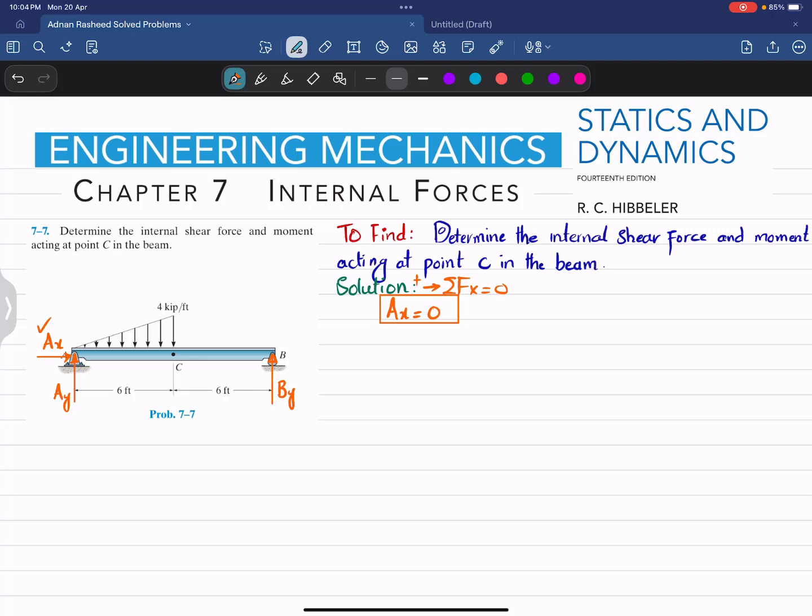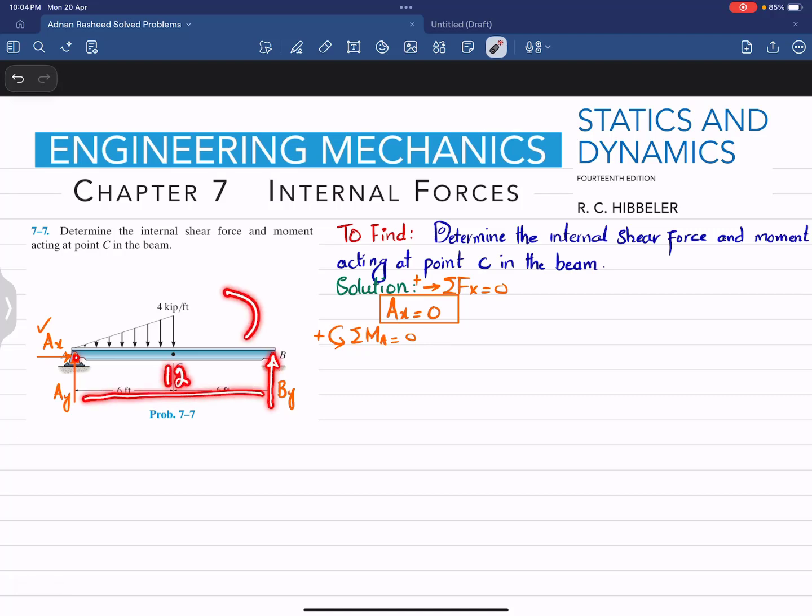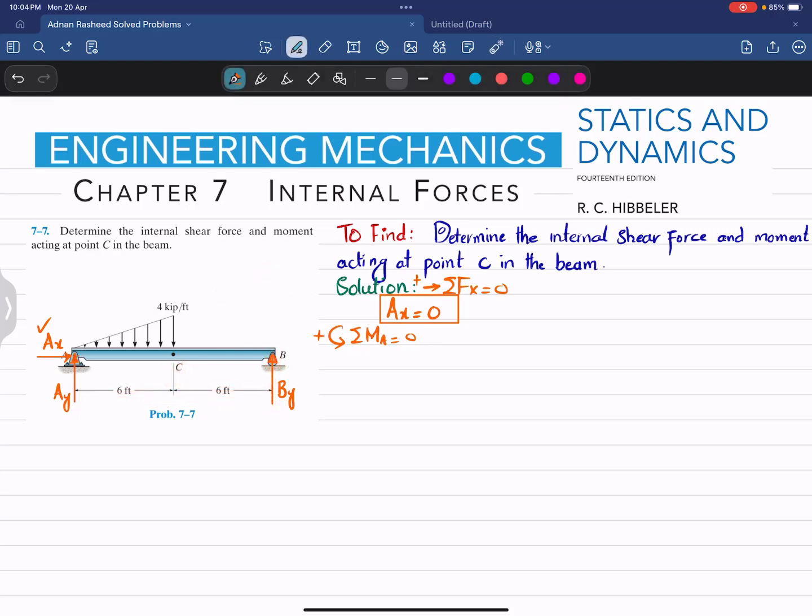Now we will find the other vertical reaction, BY. For that I will apply the equation of equilibrium that the sum of all moments about point A is equal to 0, taking counterclockwise moment as positive. About point A, the first moment is produced due to this BY force, and the perpendicular distance is 12 feet. This is producing counterclockwise moment, so it will be positive. So I will write BY multiplied by 12.